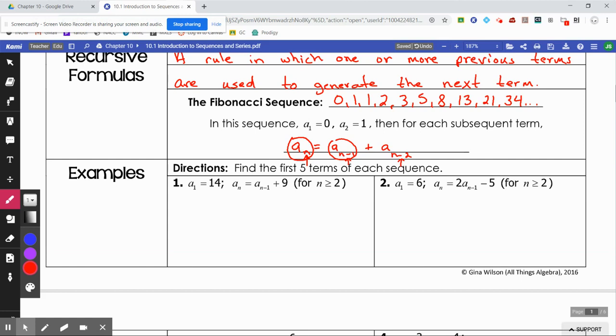A sub 6 would be A sub 5 plus A sub 4. A sub 10 would be A sub 9 plus A sub 8.